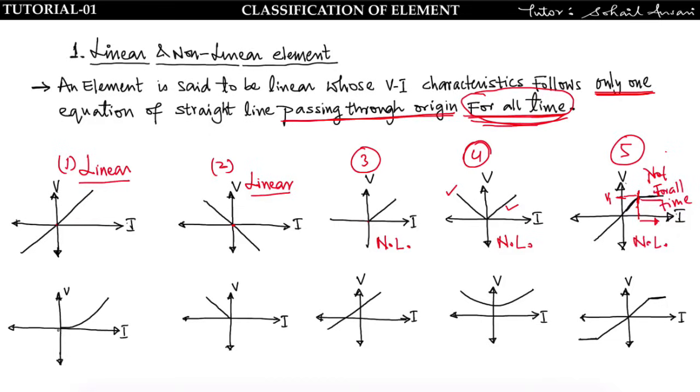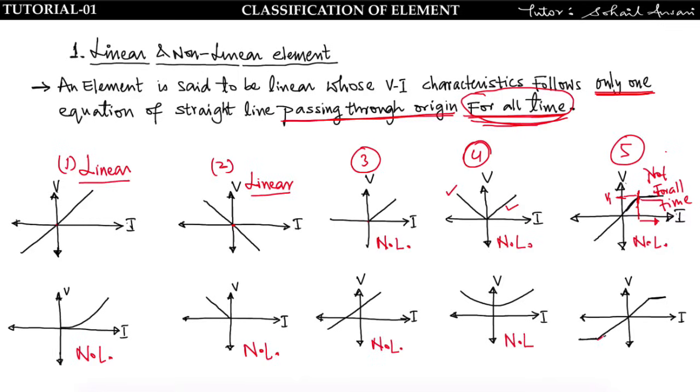See this. For I less than 0 you are not getting voltage, or you can say that for V less than 0 you are not getting current. So this is also non-linear. This is also non-linear because for I greater than 0 you are not getting any voltage, means it is not following the equation of a straight line for all time. This is not passing through origin, so this is non-linear. This is also not passing through origin, means this is non-linear.